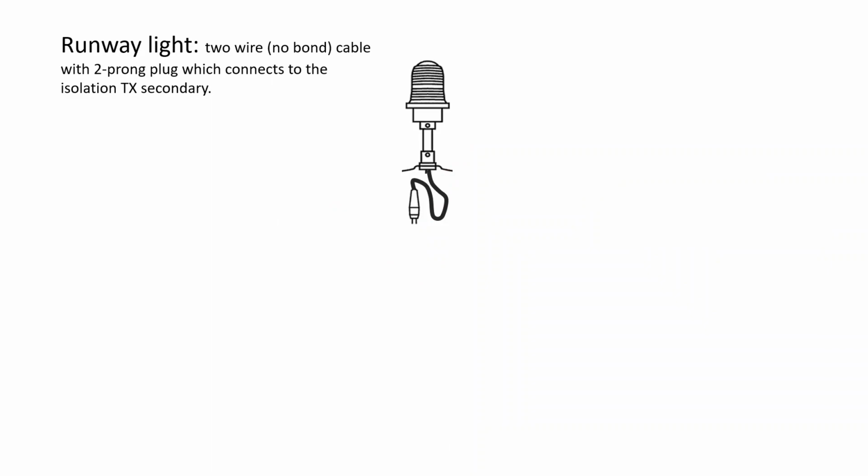The runway light is a 2-wire with no bond cable with a 2-prong plug, which connects to the isolation transformer secondary.